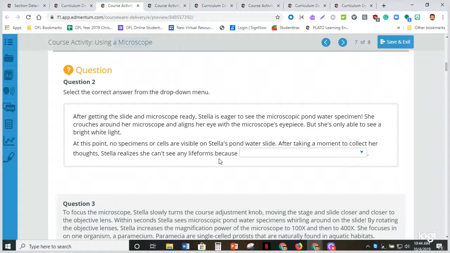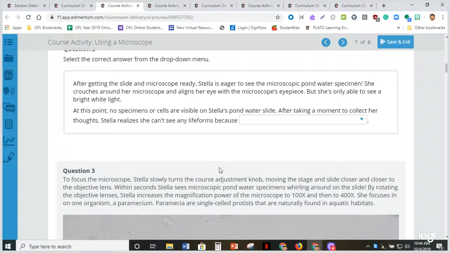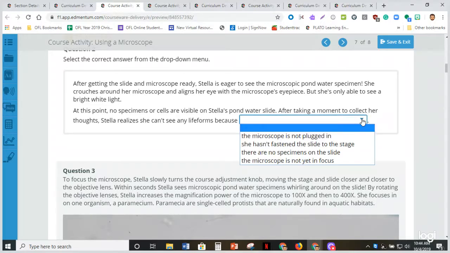In the second question, you're going to be reading about how Stella is trying to get her microscope in focus and make sure that she's able to see it. You're going to answer the question right here with the drop down, choosing one of these reasons why maybe it's hard for her to see it. So read through the scenario and answer the question.